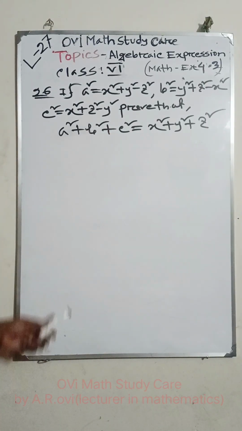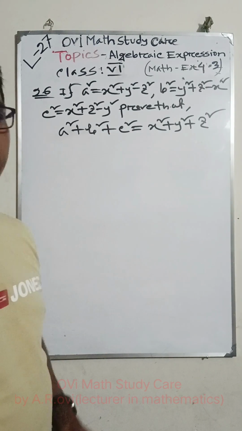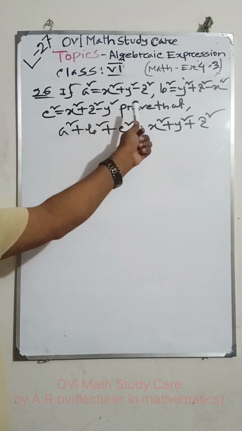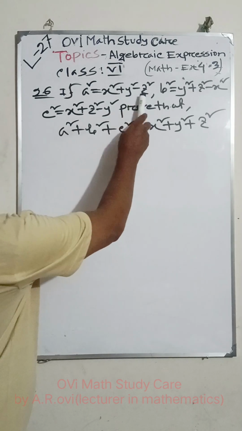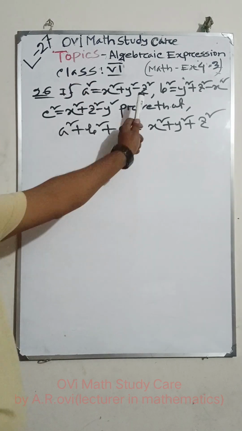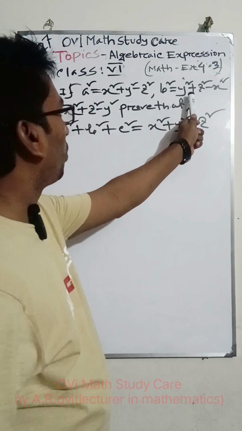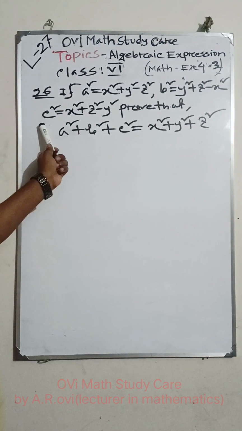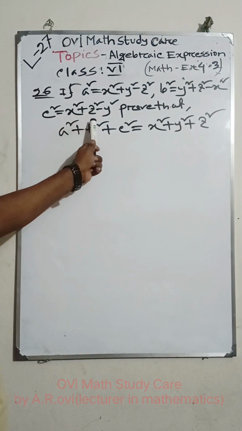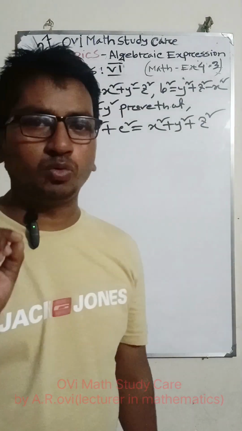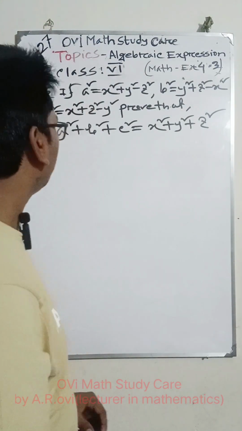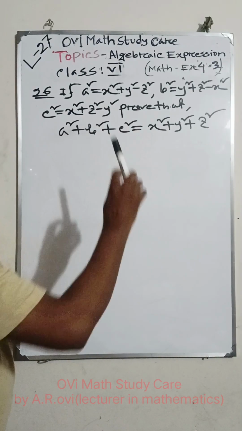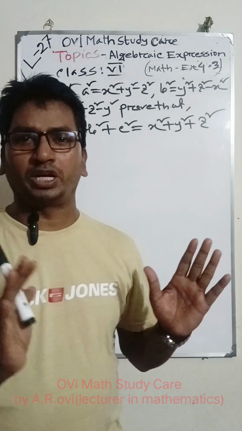One algebraic problem, number 26. Here it is given that a square equals x square plus y square minus z square, b square equals y square plus z square minus x square, c square equals x square plus z square minus y square. Then we have to prove that a square plus b square plus c square equals x square plus y square plus z square.